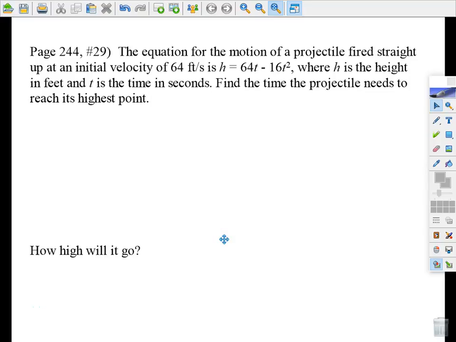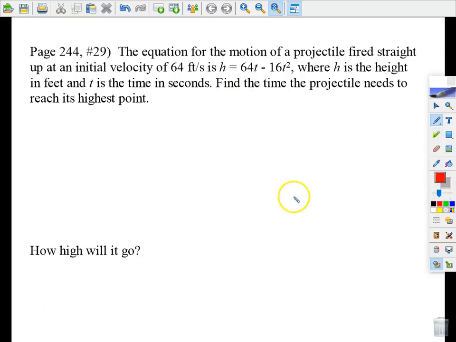Here's a little homework help on page 244, problem number 29. I want to just walk you through an example of these word problems because they all work pretty much the same way. I just want you to understand what is really happening when you find the two answers that are asked for in this particular word problem.